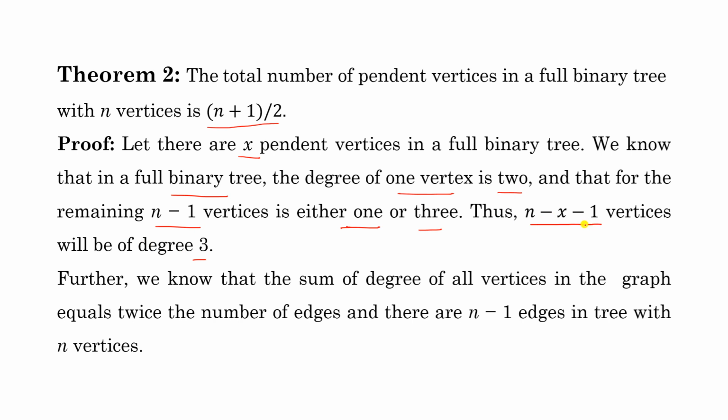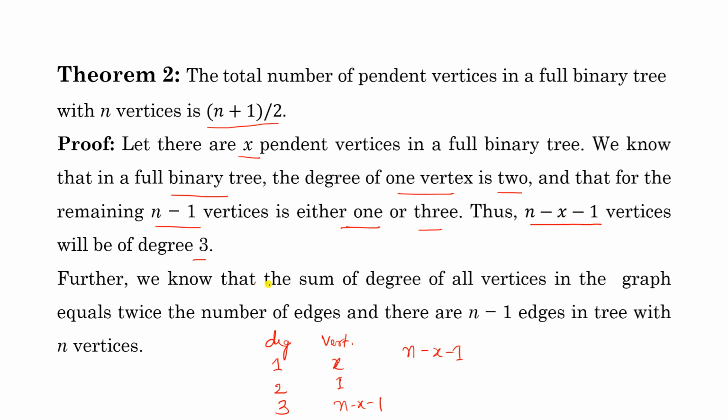How have we calculated this one? Look at this, x pendant vertices are there. It means if you write degree and vertices, x number of vertices are there whose degree is 1. Only one vertex of degree 2 is there. So in all n vertices are there. So the remaining number of vertices means n minus x minus 1. These are the remaining vertices whose degree will be 3. So in this way you can say n minus x minus 1 vertices of degree 3 will be there.